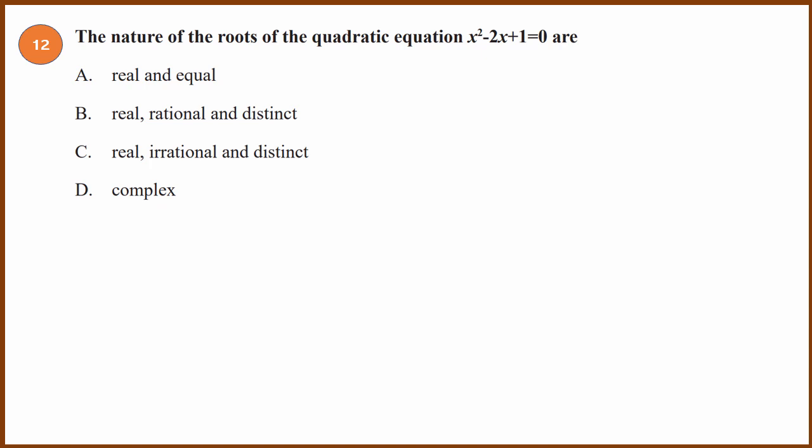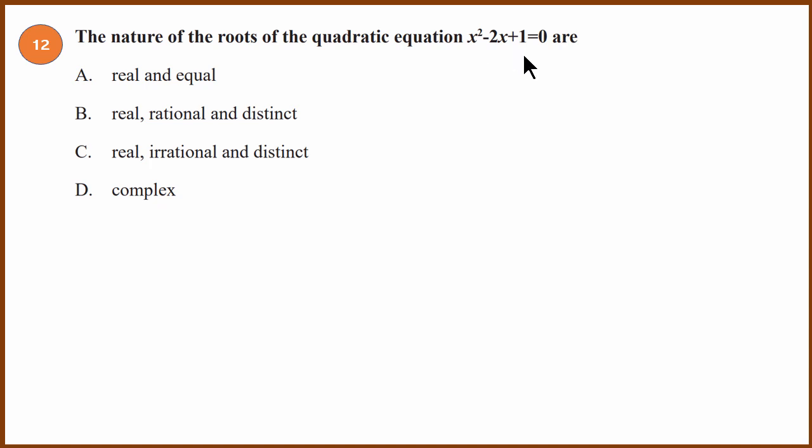Okay. Now let's look at the 12th question. This is an easy question. The nature of the roots of a quadratic equation x square minus 2x plus 1 equals 0 is... They have given the quadratic equation x square minus 2x plus 1 equals 0. What is the nature? I mean, if you are observant, if you look at this correctly, this is x minus 1 whole square.